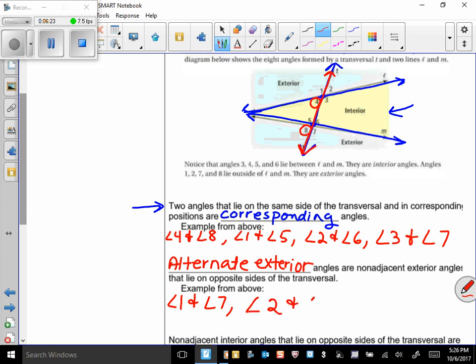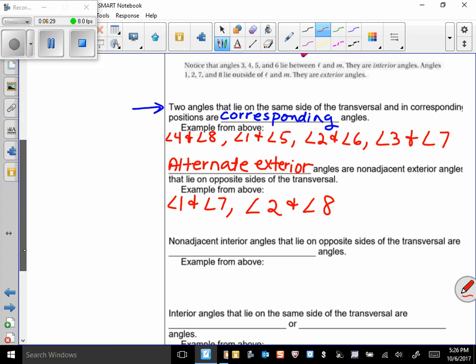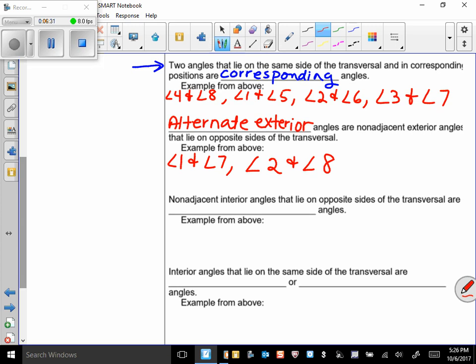Angle 2 and angle 8. All right, so there are my alternate exterior angles. Now, non-adjacent interior angles that lie on opposite sides of the transversal, of course, are called alternate. Not alternating. I hear a lot of students say that. Not alternating, but alternate interior angles.